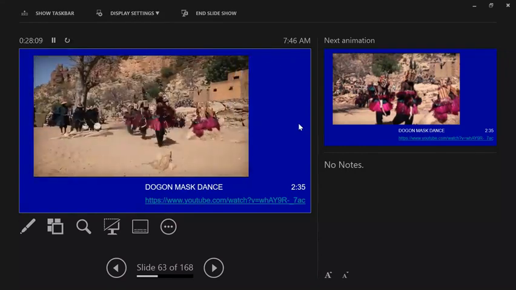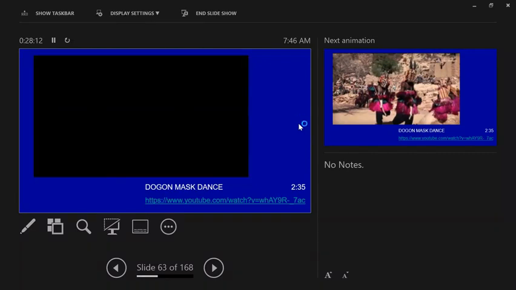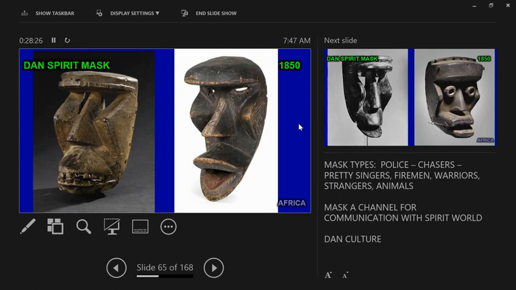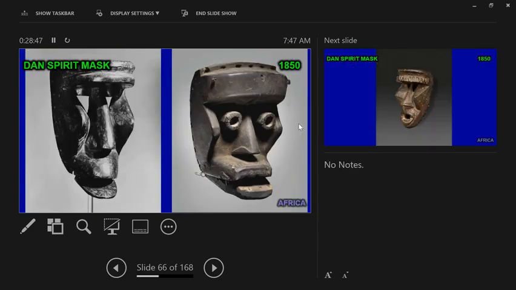All right, that gives you a little taste of what the masking ritual would look like for the Dogon culture. We're going to move on to the Dan culture. Write down the word Dan. These are Dan spirit masks. The mask types are police and chasers, pretty singers, firemen, warriors, strangers, and animals. The mask is a channel for communication with the spirit world. That is part of this Dan culture.